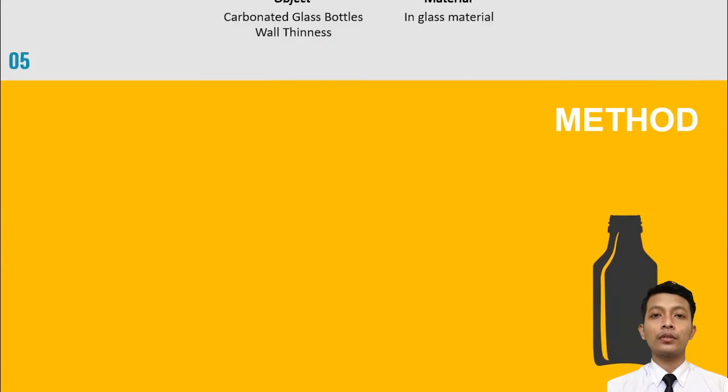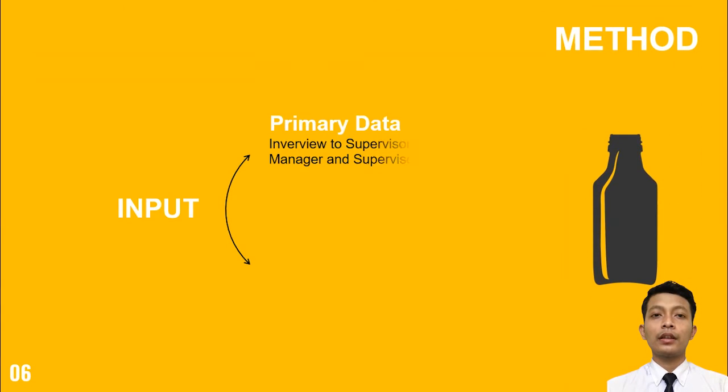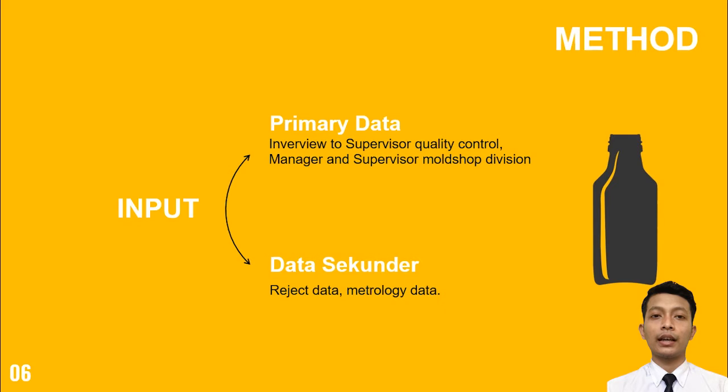There are two inputs in my research: primary data and secondary data. Primary data comes from interviews with the quality control supervisor, the manager, and the supervisor of the mold subdivision, and secondary data comes from reject data and metrology data.